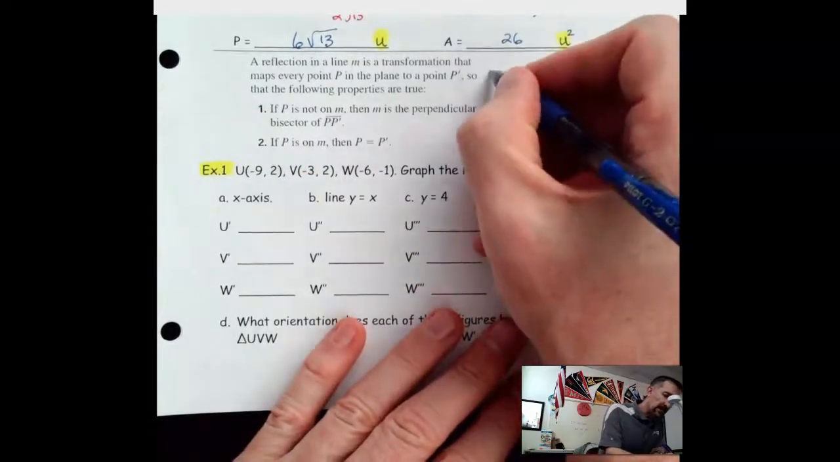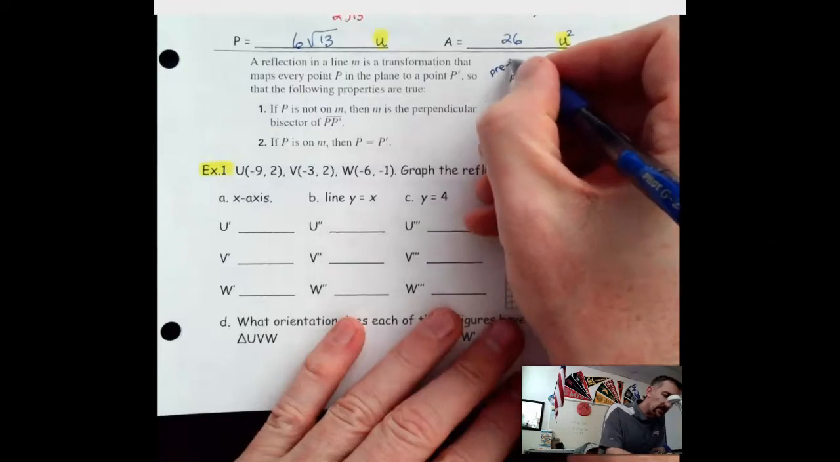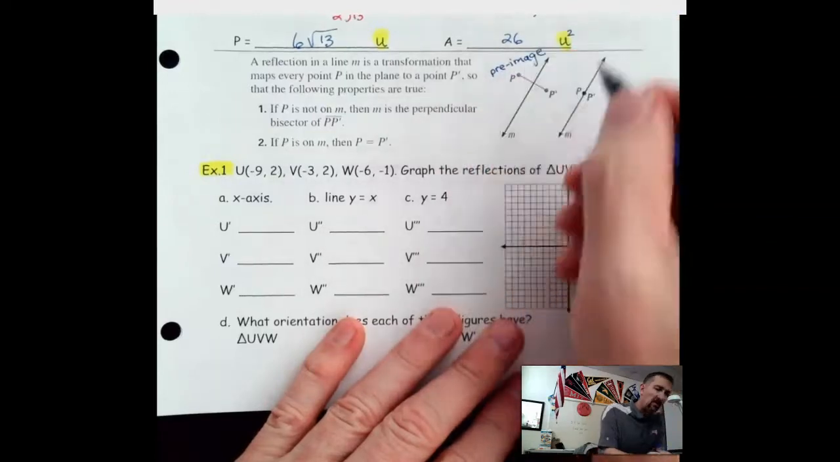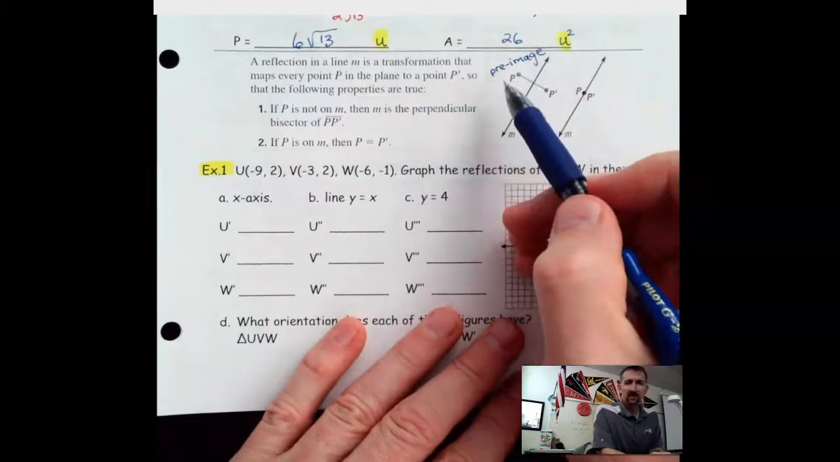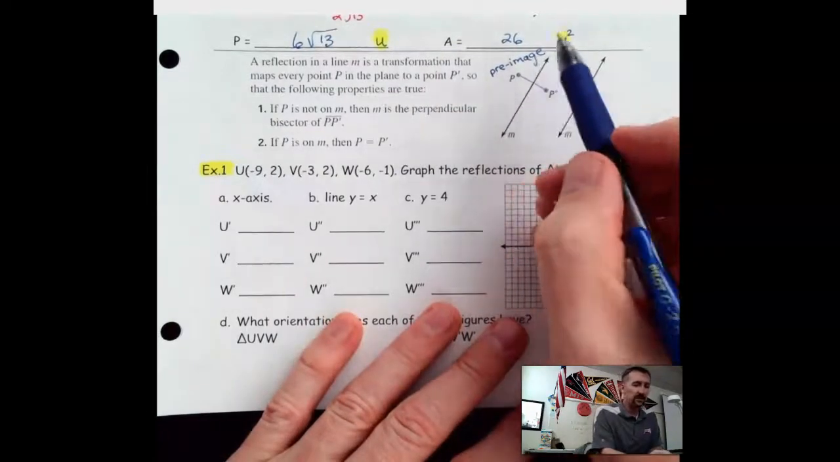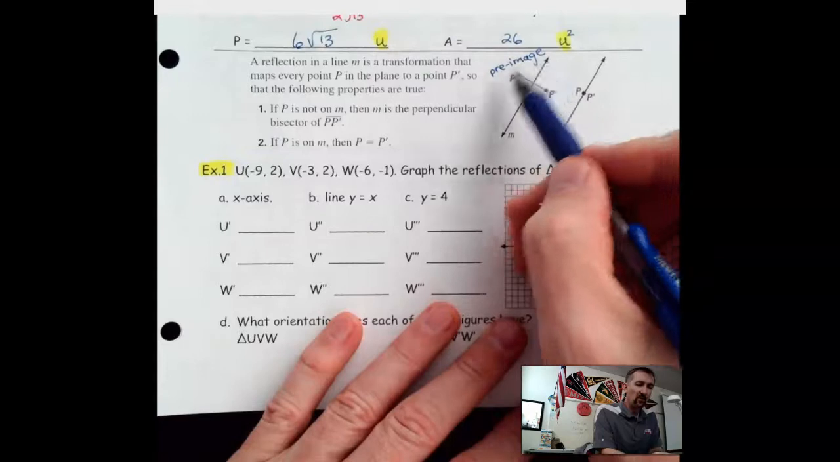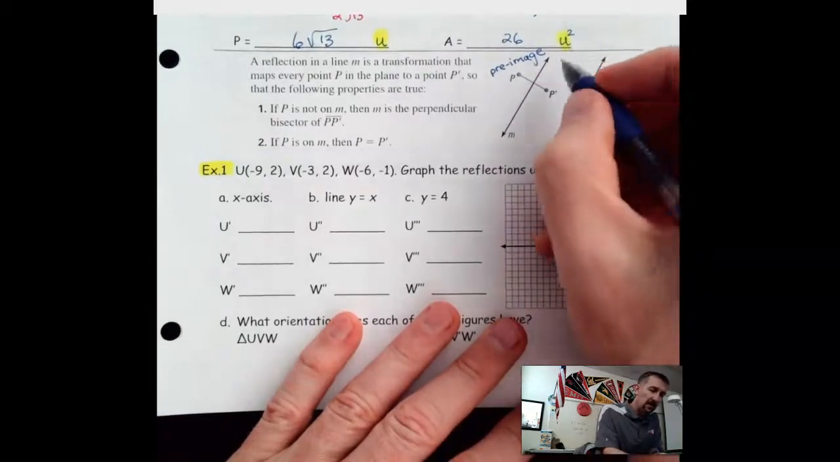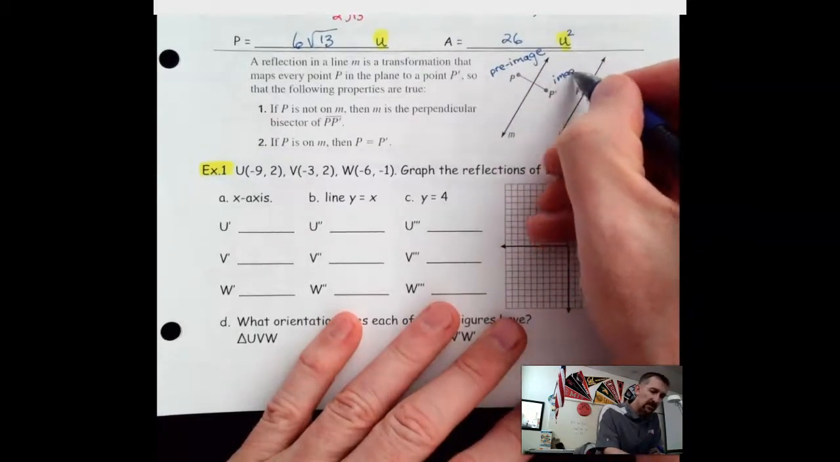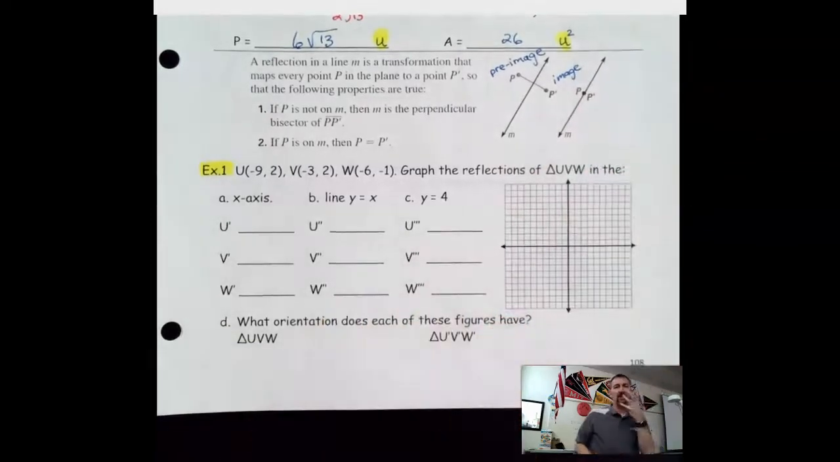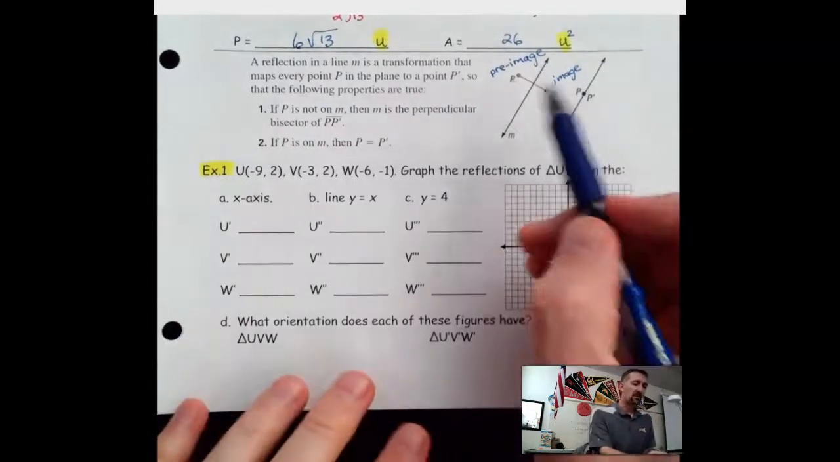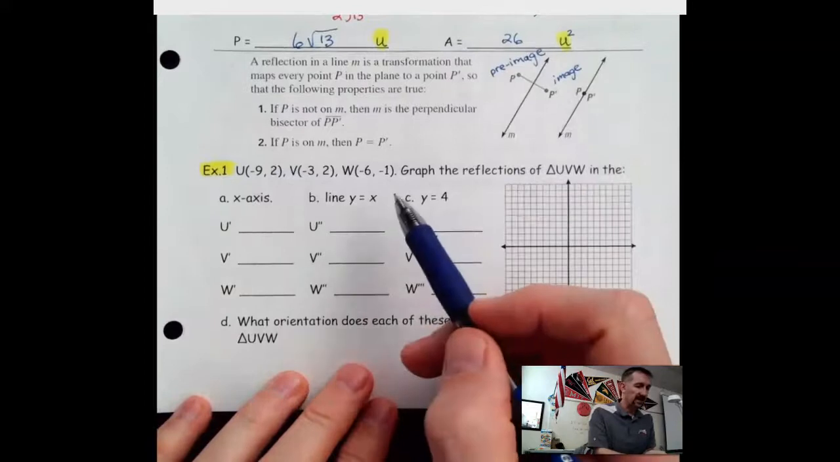So the original point is called the pre-image. Pre means before. Prehistoric means before history. Pre-image means what came before the image, and then the prime, that's the image. So you can think about that like your face. Your face is the pre-image. What you see in the video there is the image. If you look at a mirror, your face is the pre-image. What you see in the mirror is the image. So the pre-image comes before, the image comes after.